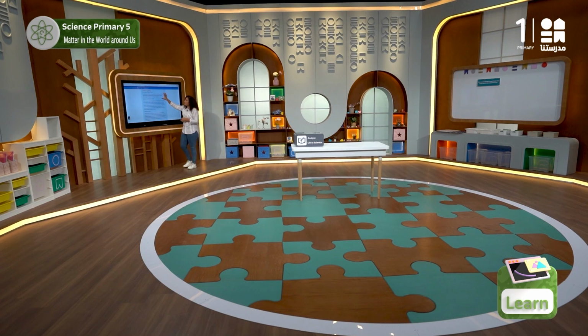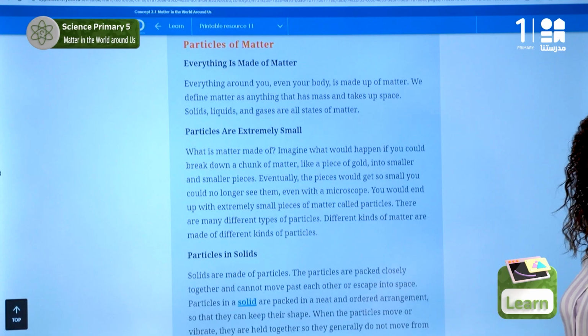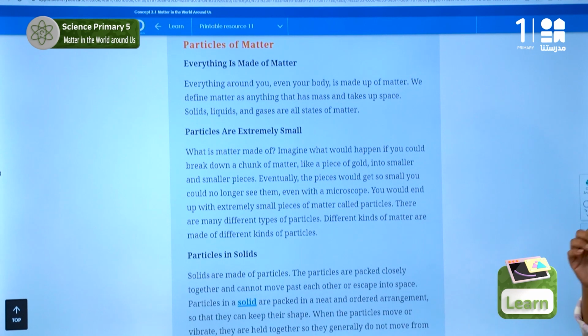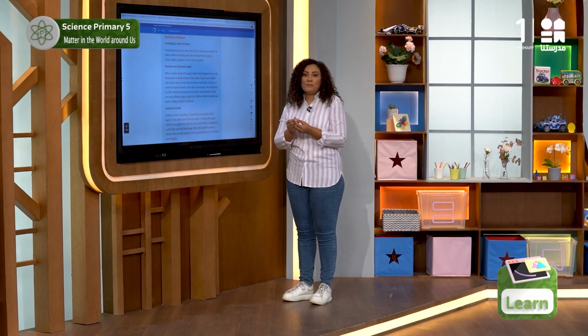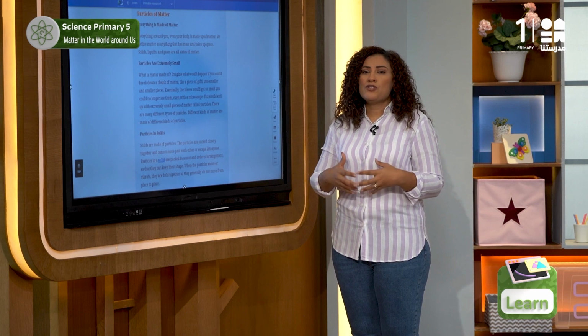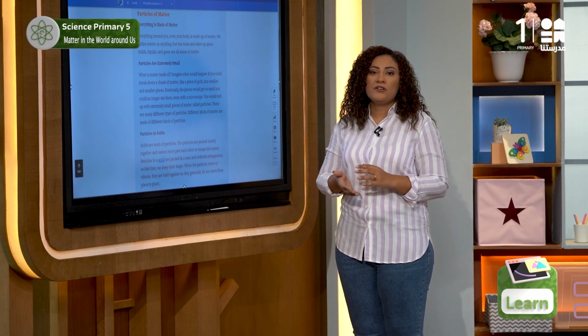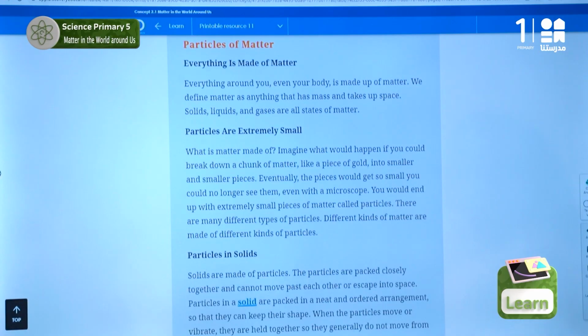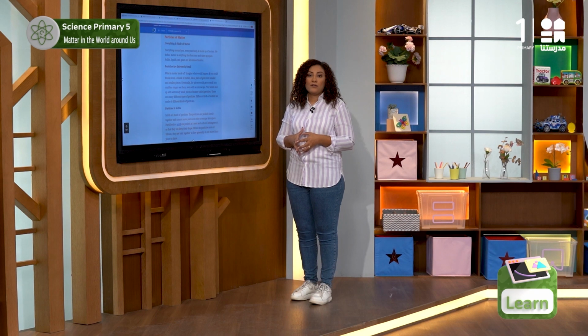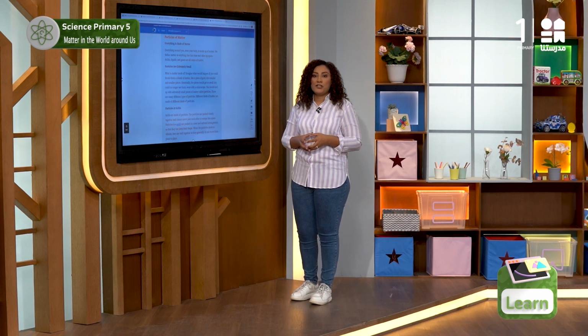The first paragraph we have here shows that matter is made up of tiny particles. Imagine if you break down a chunk of matter, like a piece of a cookie, into smaller pieces. The particles will get so small you could no longer see them with your eyes. The particles' movement differs based on the 3 states of matter, which we saw in the image.